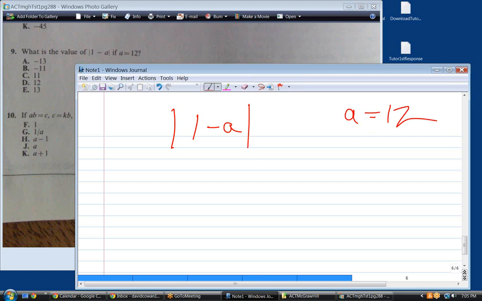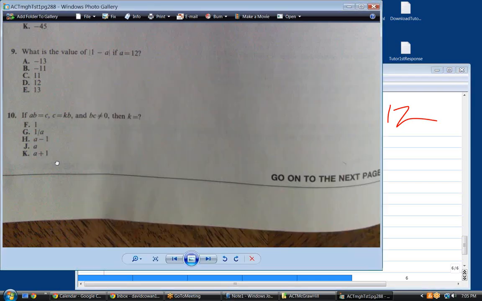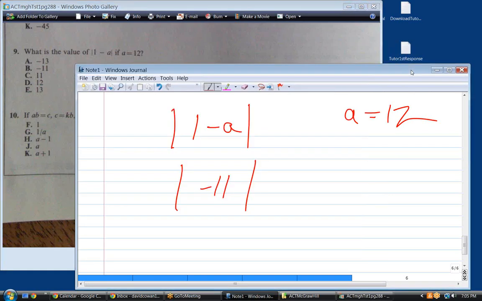So what is... -11? So 1 minus a is negative 11. But what is the absolute value of minus 11? Positive 11? That's all absolute value means. It's just whatever sign is on there is positive. Doesn't matter whether it's positive or negative. In other words, the absolute value of plus 11 is also 11, but the absolute value of minus 11 is also plus 11.